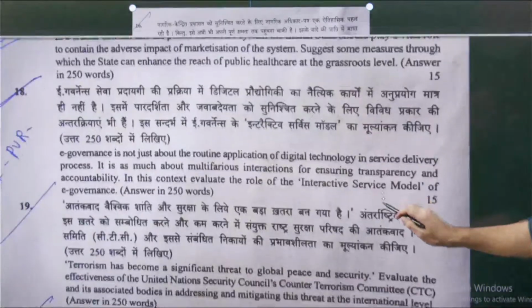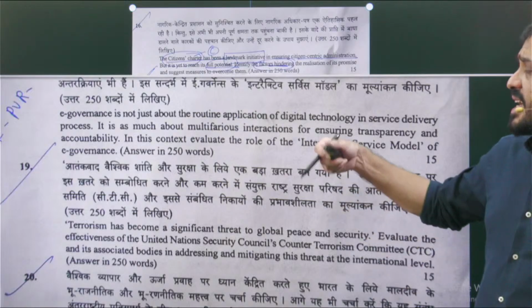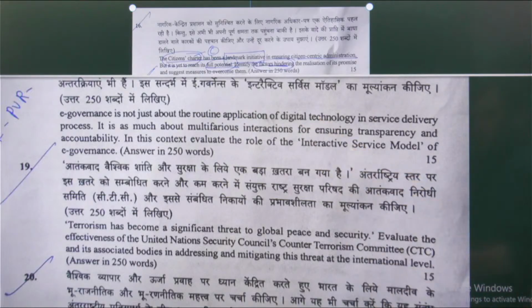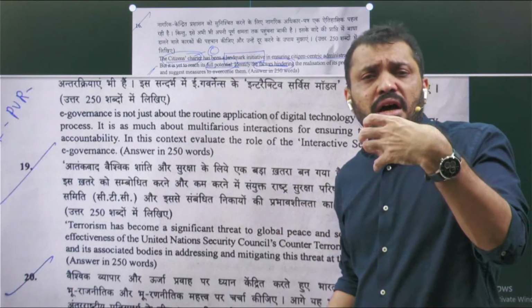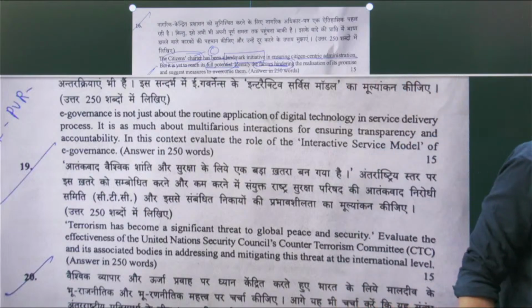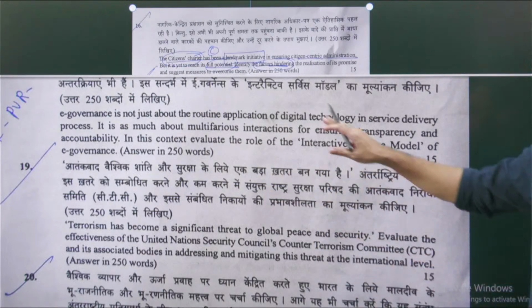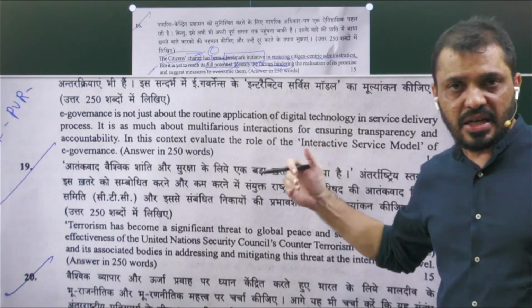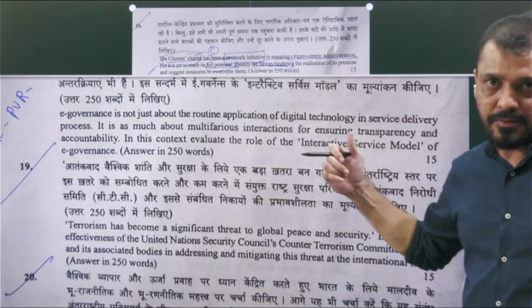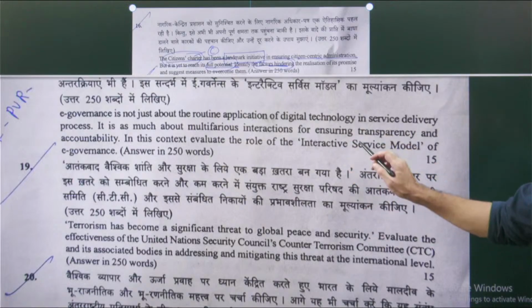Question number 18. E-governance is not just about the routine application of digital technology in service delivery process. It is as much about multifarious interaction of ensuring transparency and accountability. E-governance గురించి. E-governance అంటే సింపుల్గా మనకి ఐటీ టెక్నాలజీని ఉపయోగించడమే కాదు. E-governance is all about improving transparency, integrity and accountability. In this context, evaluate the role of the interactive service model of e-governance. E-governance lo interactive service model yokka role enti? What is the role of the interactive service model? That we have to discuss as a part of e-governance, students.